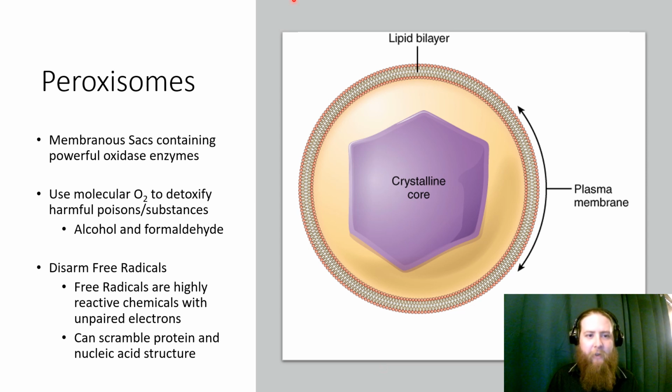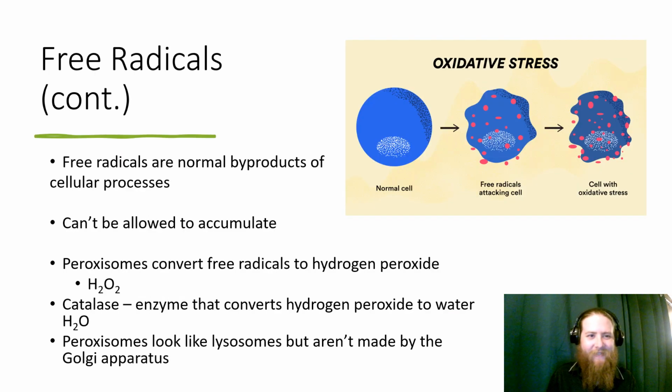And free radicals are these highly reactive chemicals with unpaired electrons. The reason that we don't like free radicals, the reason we try to prevent them, is free radicals can scramble your protein and scramble your nucleic acid structure, so your DNA and RNA. And we kind of like to have our DNA and RNA unscrambled. And some more things on free radicals here. Free radicals are the normal byproducts of cellular processes. We don't allow them to accumulate. If they do, the cell starts to die, starts to shrivel up.